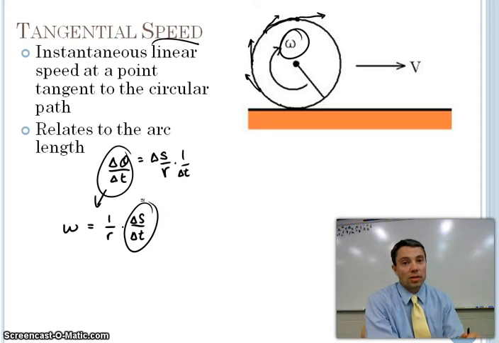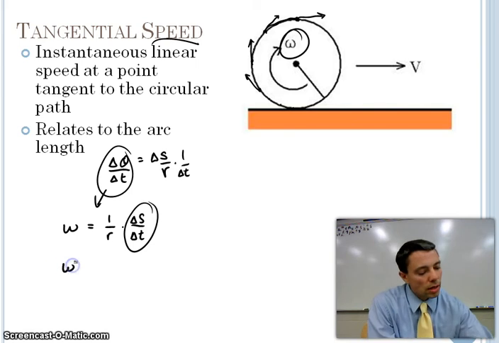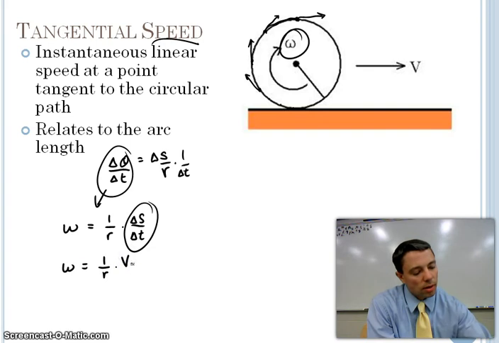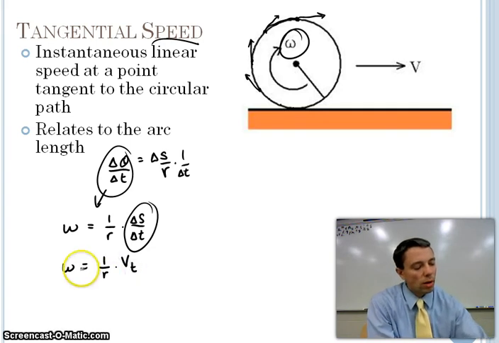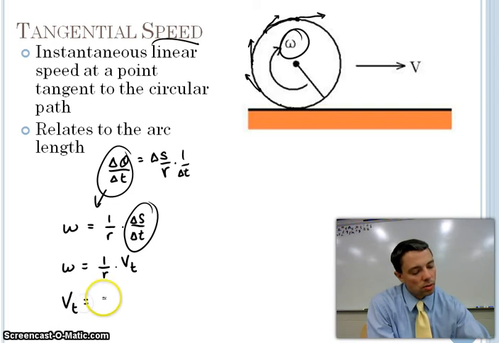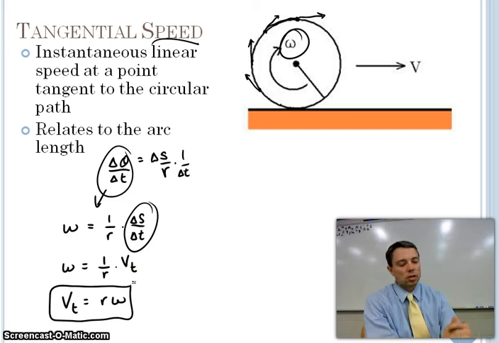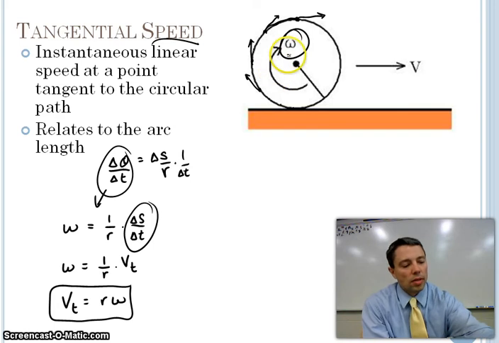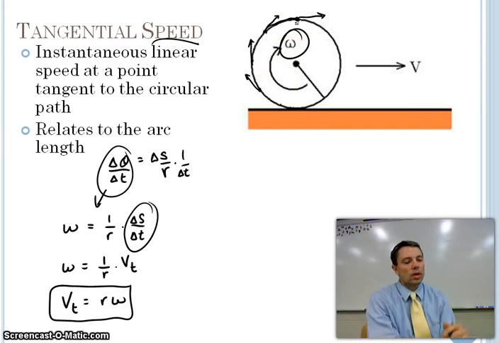We can call this the tangential velocity. So our omega is equal to 1 over r times a velocity that I'm going to refer to as tangential. When I bring the r to the other side, I get my tangential velocity is equal to r omega. This is a nice relationship. It ties the tangential point to a rotational point. As an object is spinning, there is a velocity at those points. That's how we figure out tangential speed.